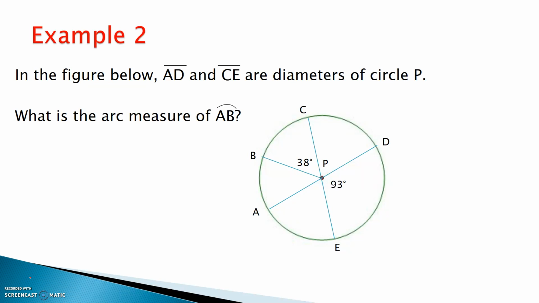Let me mark this. From A to D, that is a diameter, cuts my circle right in half. And from C to E, that also cuts my circle in half. I might have to use that idea in a second. They are the diameters of circle P. Again, P is the center of my circle. What is the arc measure from A to B? I want to go from A, and it's using two letters, so I'm referring to the minor arc, the shortest distance from A all the way to B.